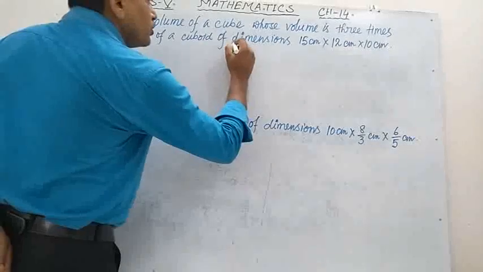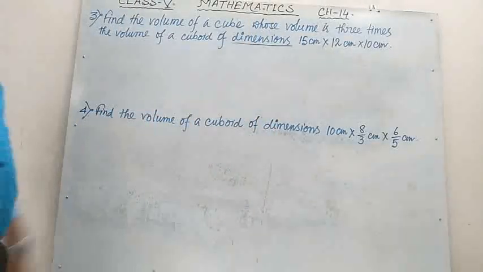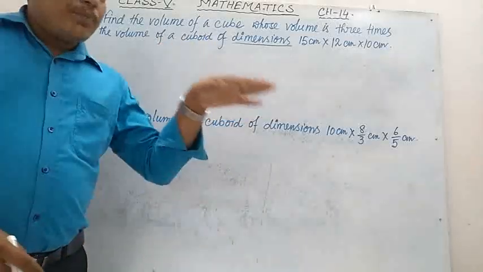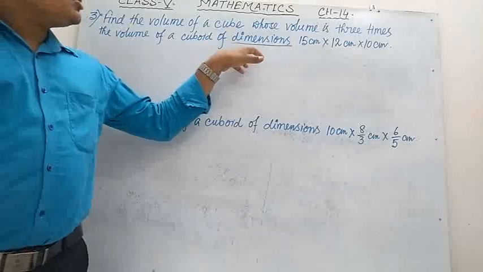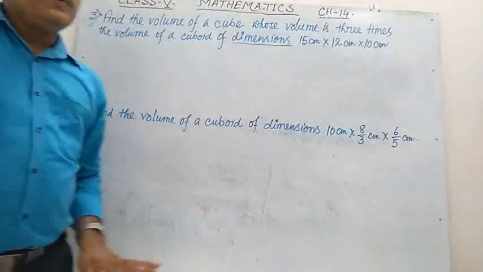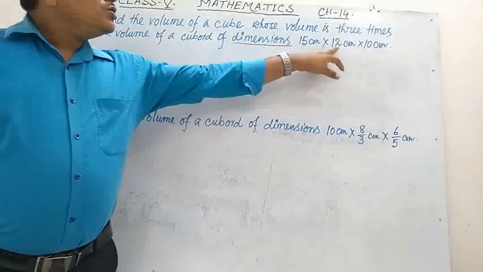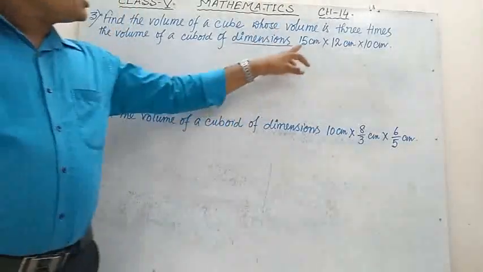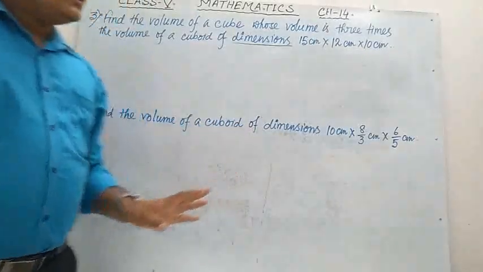So just notice the dimensions carefully. What are dimensions? As we know, the cube is a 3-dimensional figure. It has a length, a breadth, and a height. So its dimension is 3 dimensions. 15 centimeter into 12 centimeter into 10 centimeter means 15 centimeter is the length, 12 centimeter is the breadth, 10 centimeter is the height. First one is length, next one is breadth, third one is height.